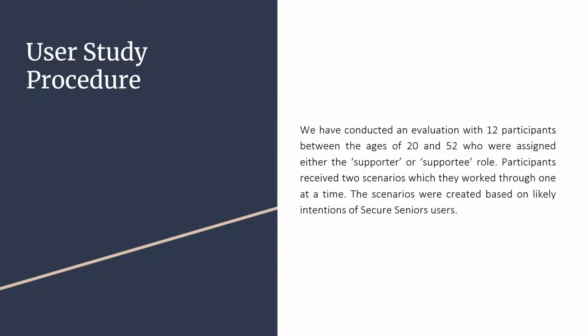So in order to test the Secure Seniors app, we conducted an evaluation totaling 12 participants ranging from ages 20 to 52, who were given either a supporter role or a supportee role. These participants were each then given 2 scenarios to work through sequentially. These scenarios in particular were chosen as being perhaps likely circumstances where a person might want to use an app like Secure Seniors to get or give support.